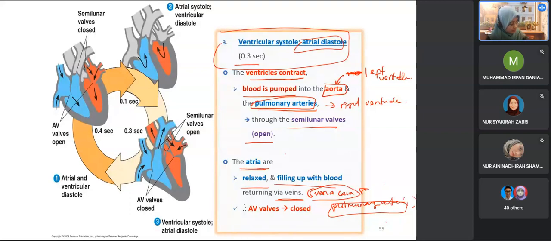Okay, so at this point, the AV valve will be closed. Close lah sebab nak prevent, ventricle tu tengah contract. So if the AV valve opens, it will not be able to create a high blood pressure. Okay, so the AV valve needs to be closed to make sure the ventricle can exert high pressure on the blood, so that the blood can be pumped out of the heart. Okay, so remember, this is the apex of the heart. Apex, hujung jantung tu, we call it the apex of the heart.